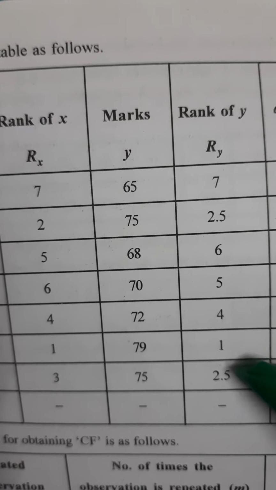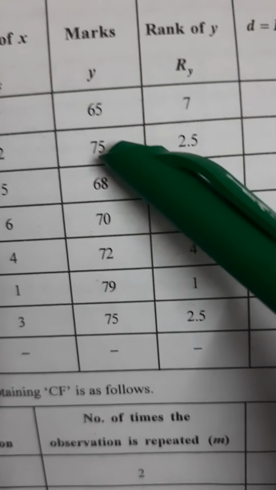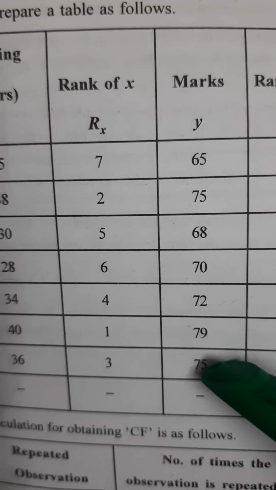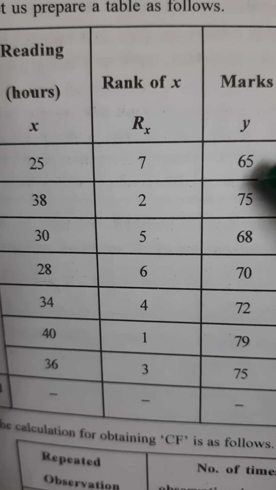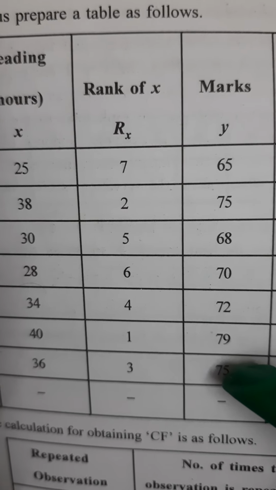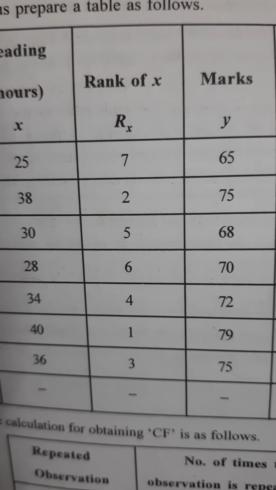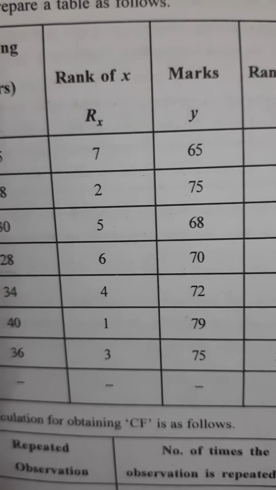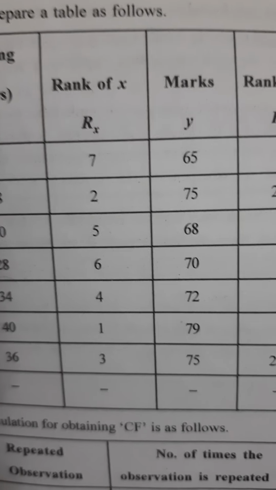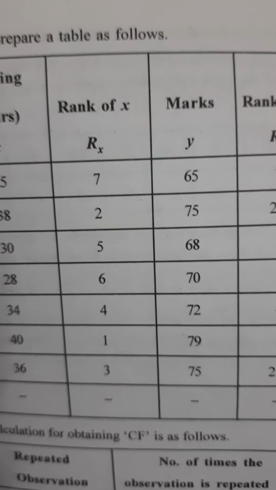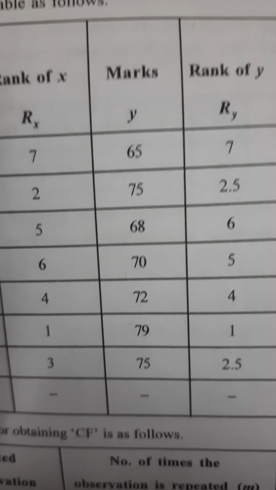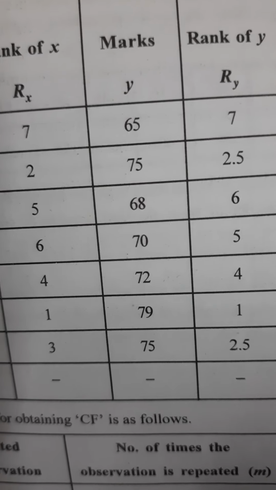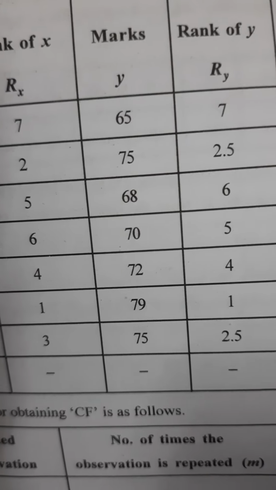The second rank actually goes to 75, but 75 is repeated. That means the second and third ranks are shared by 75. Now, how do we find the second and third rank together? It is second rank plus third rank, 2 plus 3 divided by 2. 2 plus 3 is 5, and 5 divided by 2 is 2.5. So the mark 75 will be given the same rank in both cases, that is 2.5.